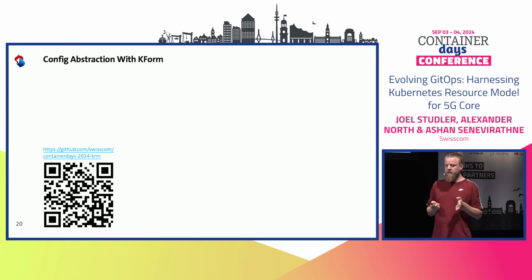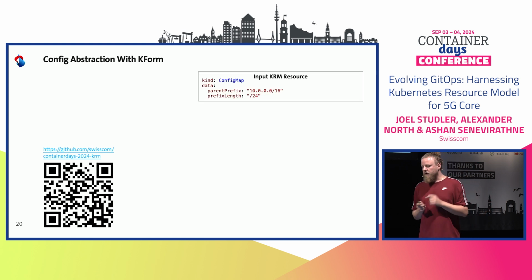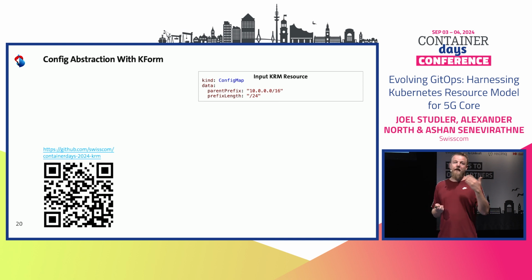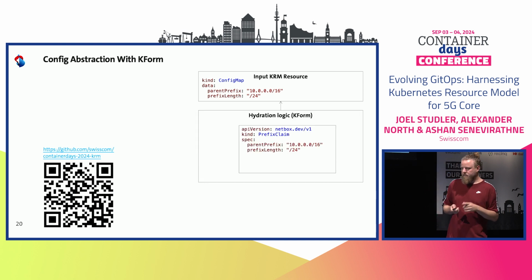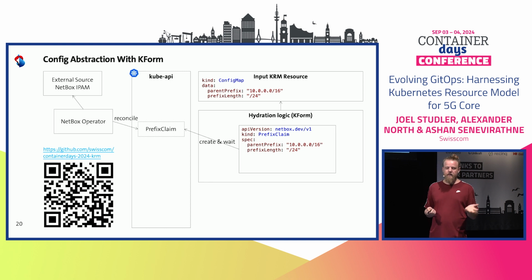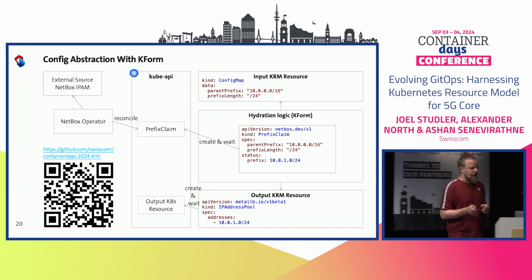So if we look at the same architecture flow again, we would have the input config map. It's still a config map with the same parameters. In this case, with Kform, we don't apply it to the cluster. We just make sure that when we trigger Kform, this file is available on the file system. So Kform will read that from the file system, create the prefix claim, same as in Ansible. Then it will apply this to the cluster, wait for it to be reconciled. As soon as it's reconciled, it will render the output IP address pool and apply it to the cluster.